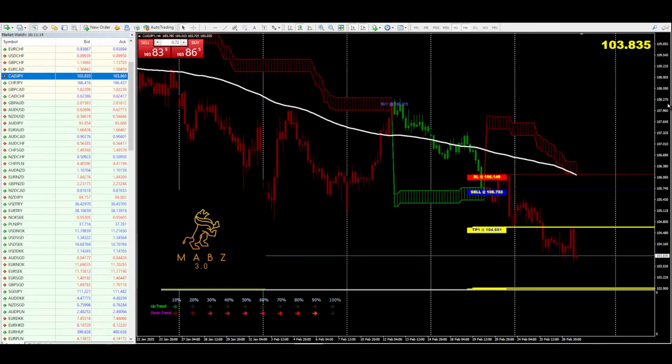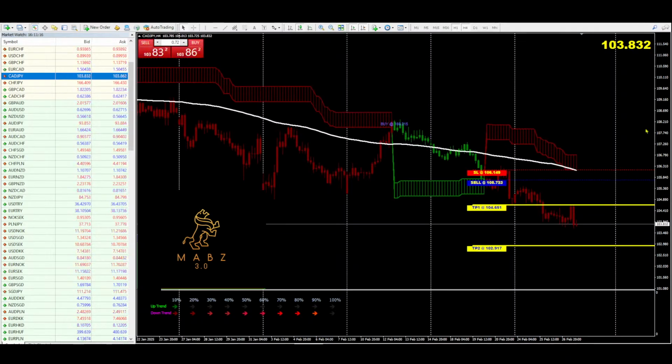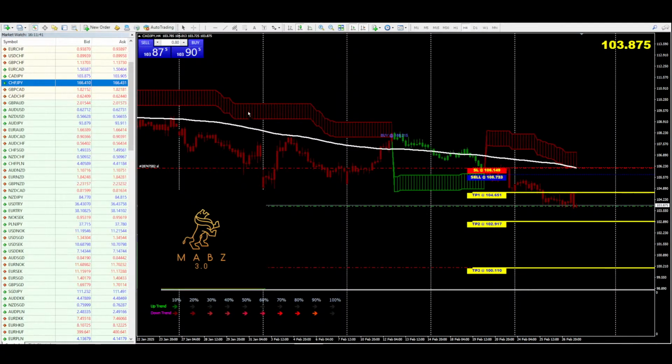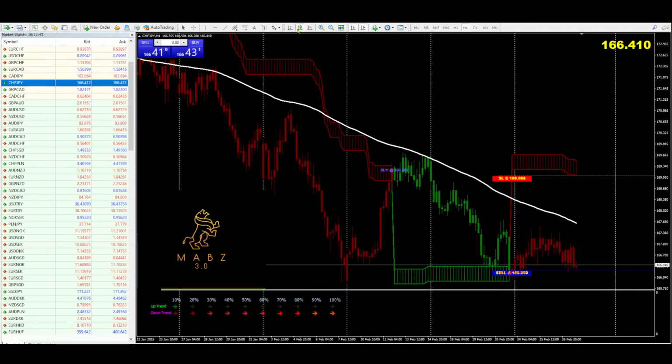Okay, CAD JPY, I am seeing the signal. I'm actually going to take this trade, because the market is underneath the 100 period moving average. I'm targeting the short ones, guys, because I like trading short. So CAD JPY is a sell trade on the H4 chart.